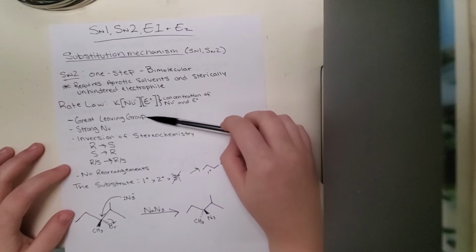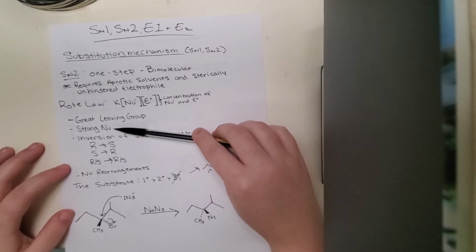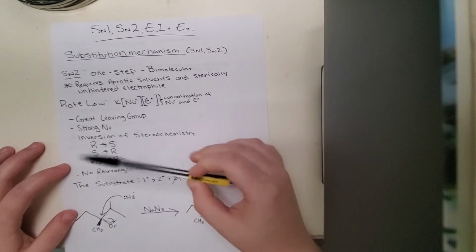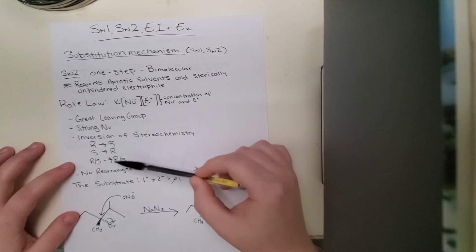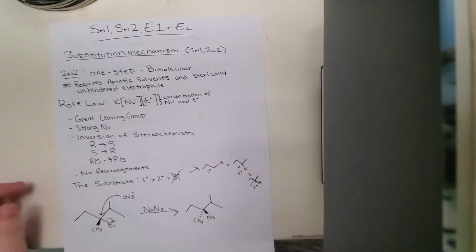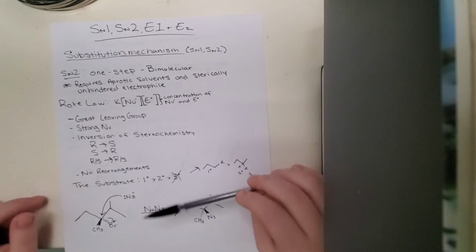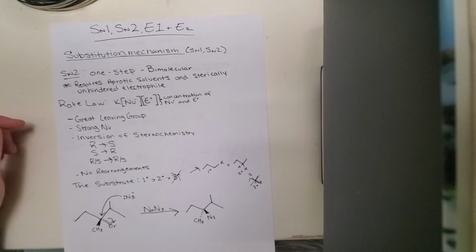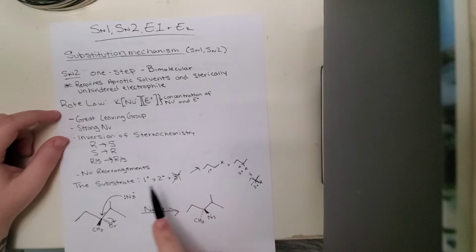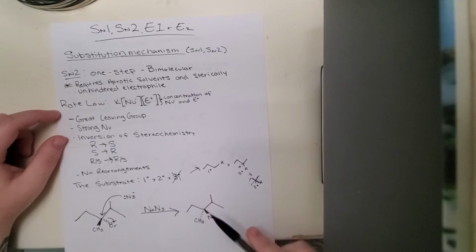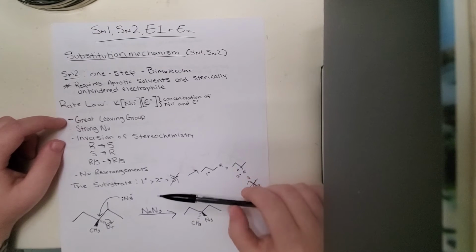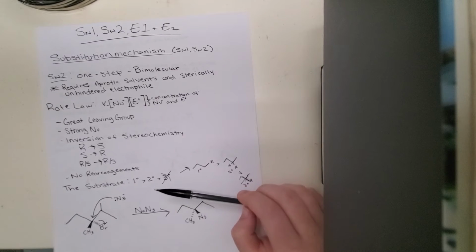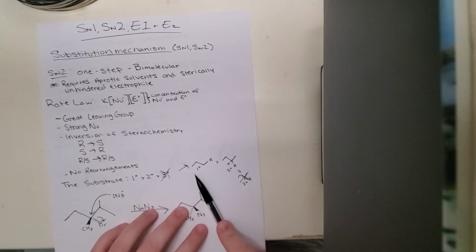It requires a great leaving group and a strong nucleophile. There's inversion of stereochemistry, which is R to S, S to R, or RS to SR, or SR to RS, and requires no rearrangements. The substrate is primary or secondary, or tertiary, but usually you won't ever see a tertiary reaction. And here's what they look like.